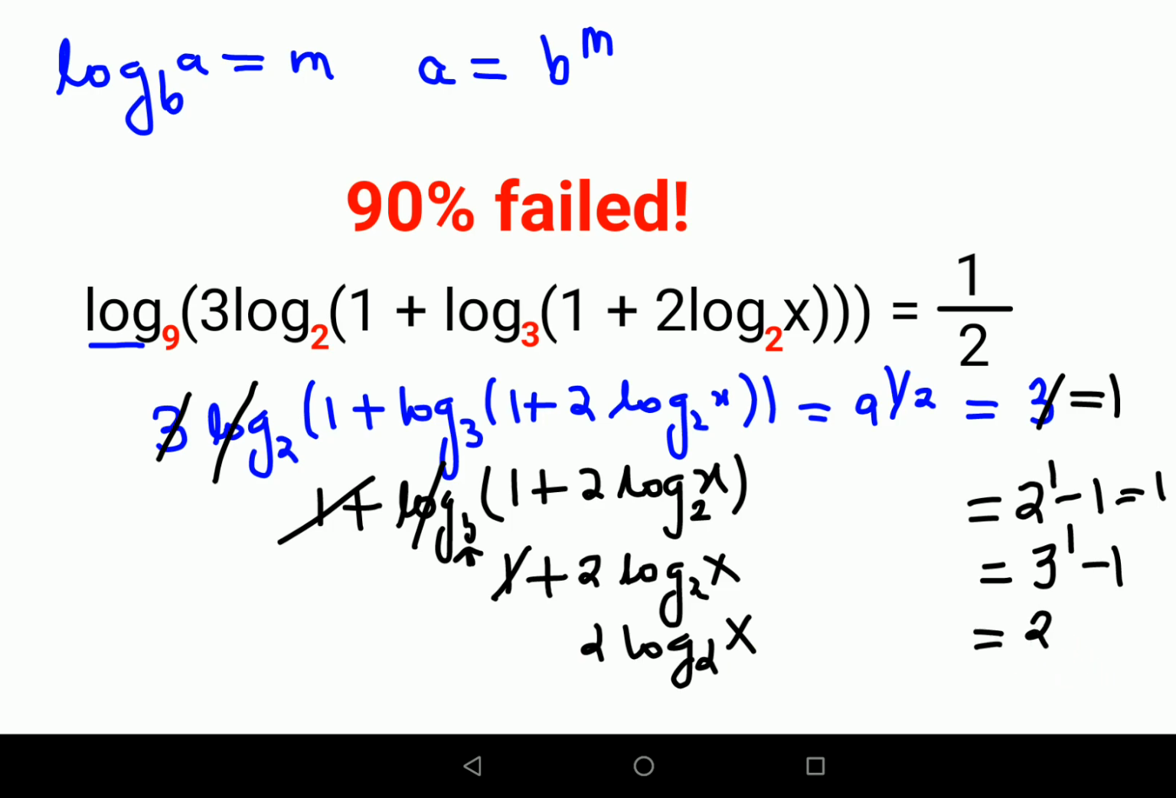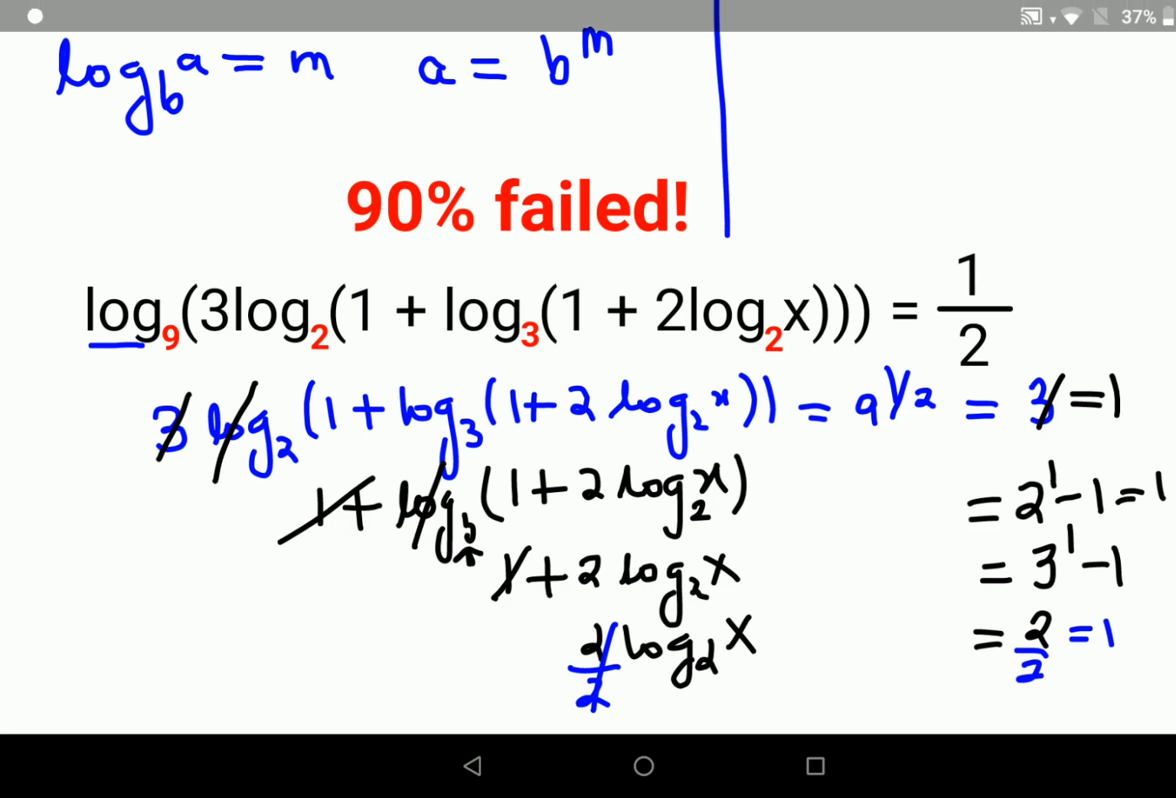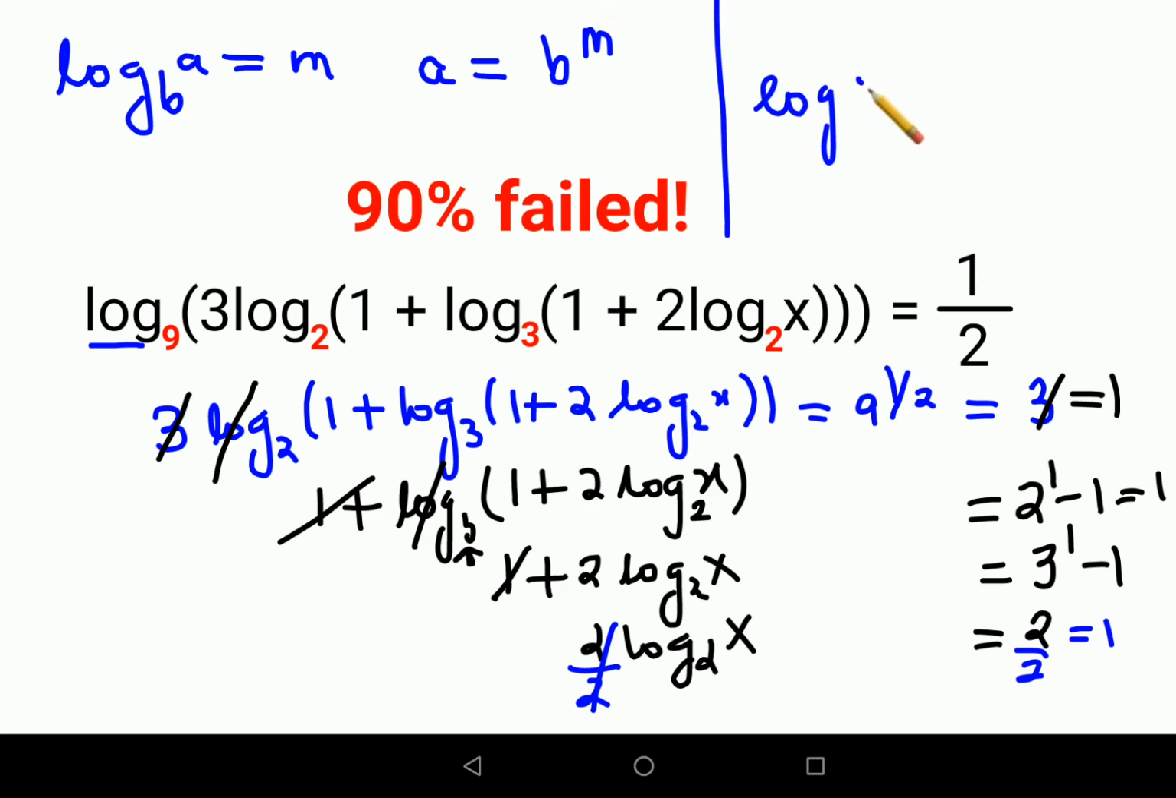In order to find the value of x, you will divide both sides by 2. So this is coming out to be 1. So basically now your entire question changed to something so simple. This has become log of x to the base 2 equals 1. Now getting rid of this log, I need to shift this 2 to this side. So you will have x equals 2 raised to 1, that is equal to just 2.